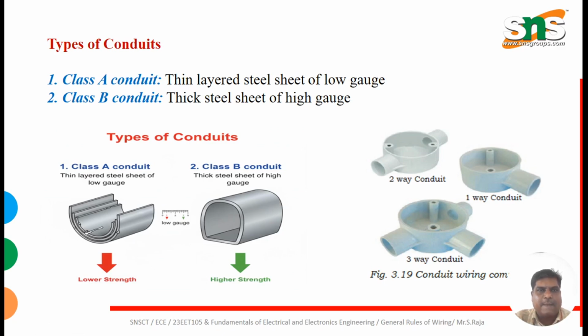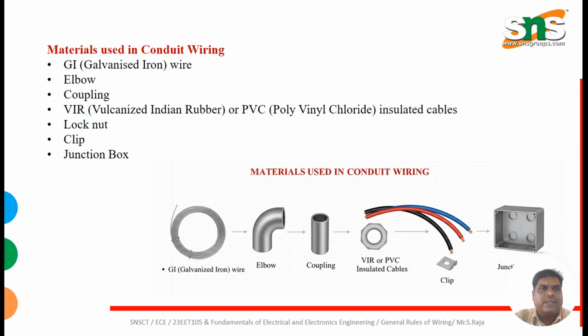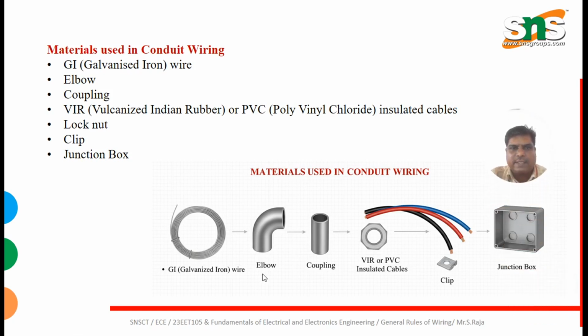Next, the materials used in conduit wiring are galvanized iron wire, elbow, coupling, vulcanized Indian rubber or polyvinyl chloride insulated cables, lock nut, clip and junction box. These figures show how they look. For example, galvanized iron wires are normally used for laboratory purposes, and elbows or couplings are made of steel, and vulcanized rubbers are used as insulating material.